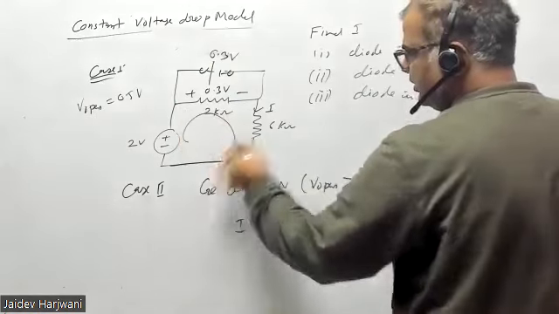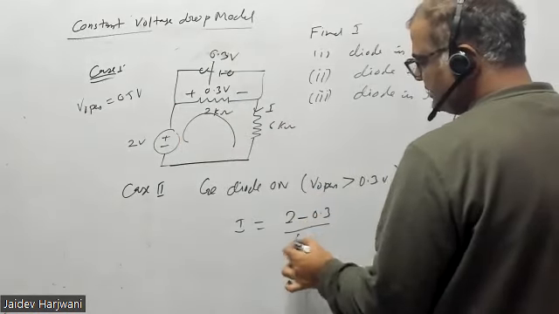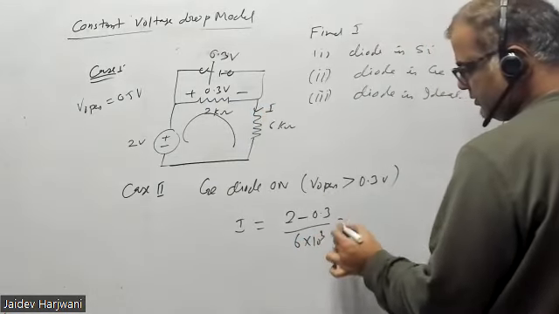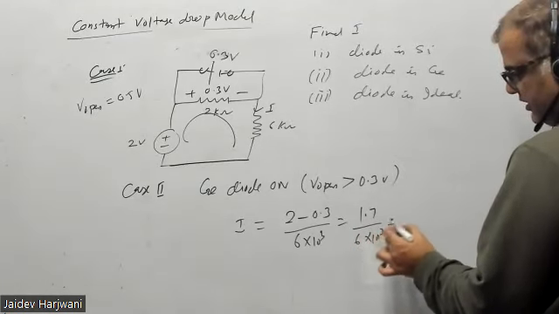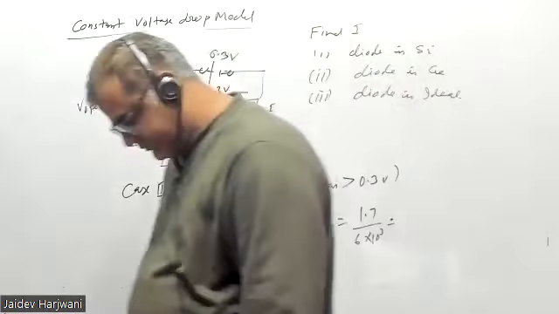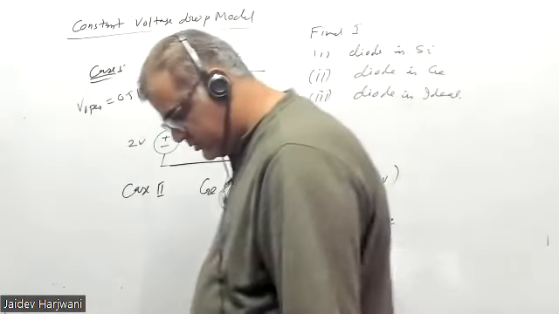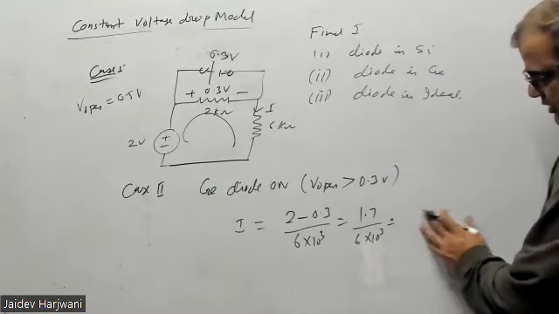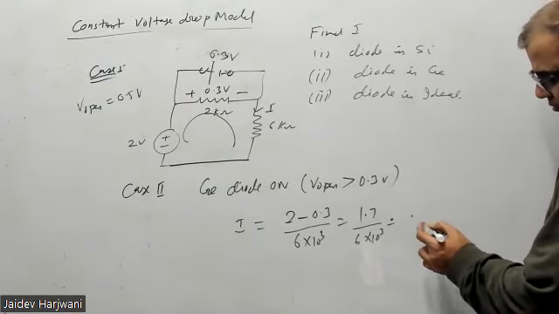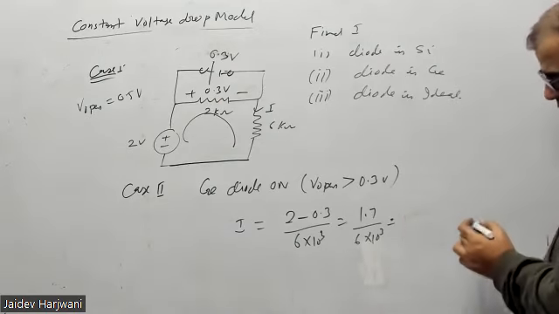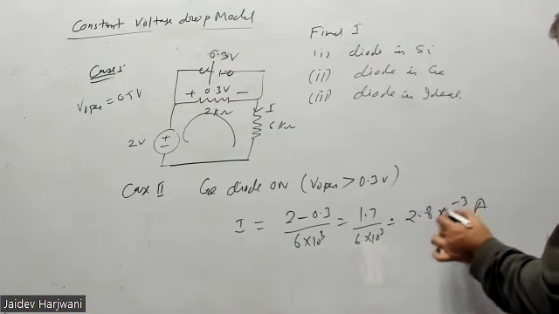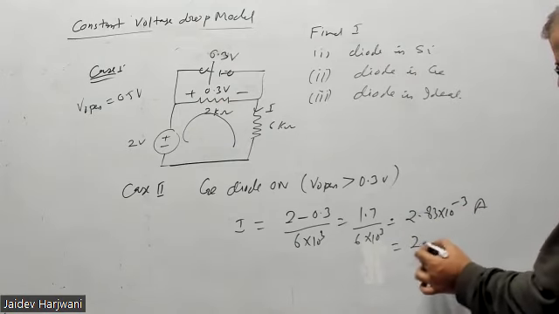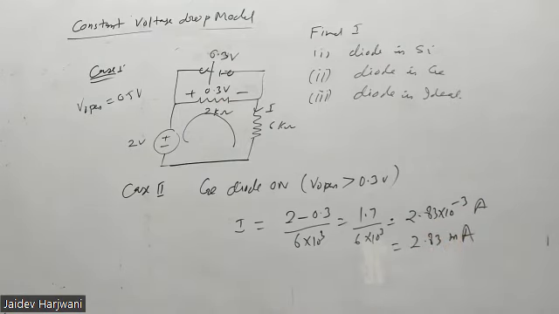So I will be what? In this loop, 2 minus 0.3 divided by 6 kilo ohm. This becomes how much? 1.7 divided by 6 times 10 raised to power 3. Tell me how much is coming. कितना आ रहा है? How much milliampere? 2.8 milliampere आ रहा है क्या? Check it. सर 2.833 milliampere. Okay, 2.83 milliampere.